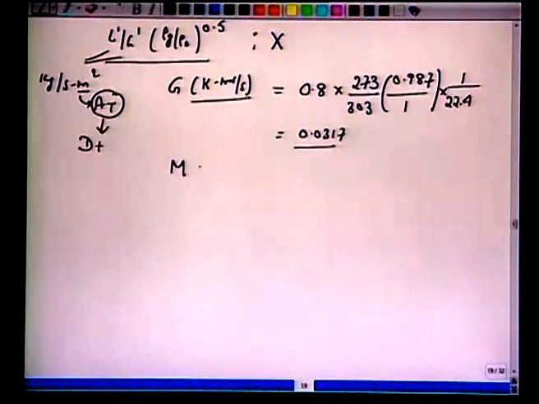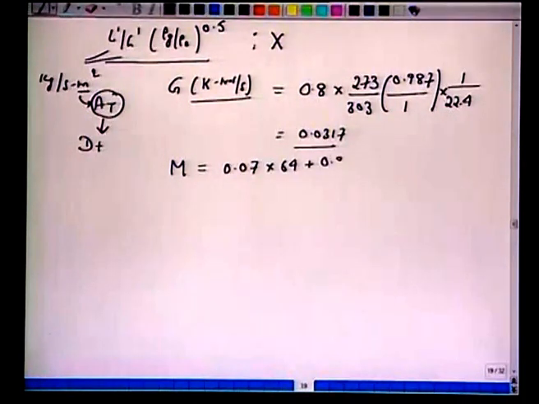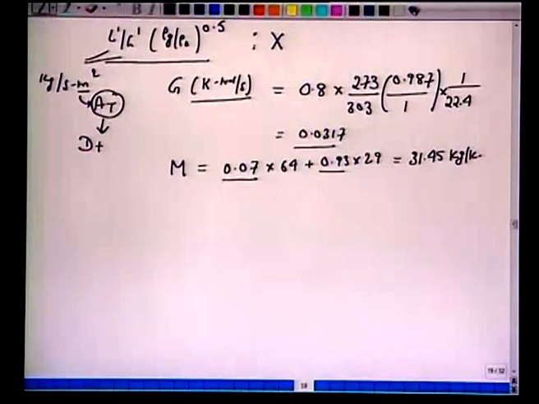Molecular weight of this flue gas we can calculate as 0.07 into 64 plus 0.93 into 29. So, 7% is sulfur dioxide, rest we assume it is air. So, the average molecular weight of this flue gas at the entrance is 31.45 kg per kilomole.